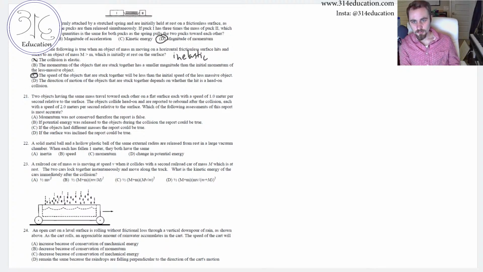The direction of the motion of the objects that are stuck together depends on whether the hit is a head-on collision. Kind of? Not really. It vaguely depends on how it hits it, but it doesn't depend on whether or not it is a head-on collision. That implies the orientation of big M, which really shouldn't matter. We expect the direction that the little mass hits big M to be the same direction that the two masses will continue going.